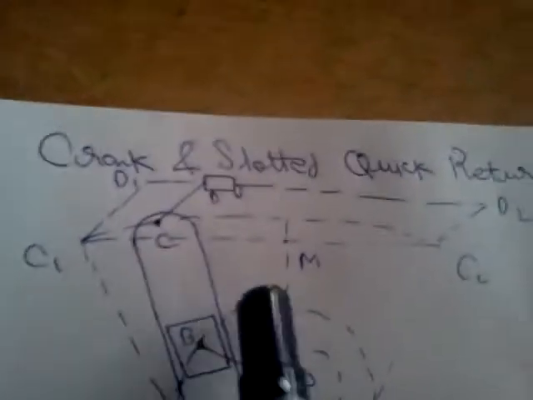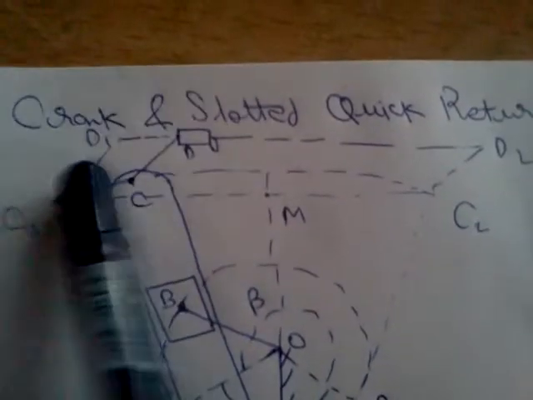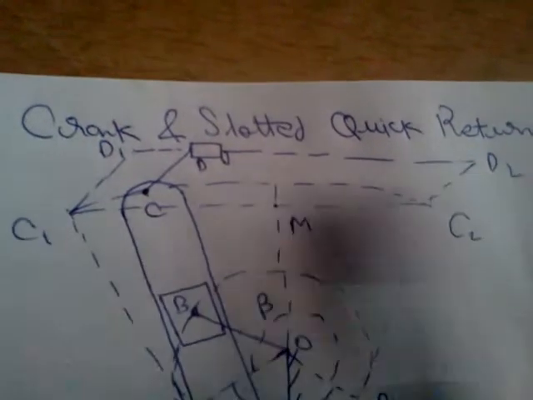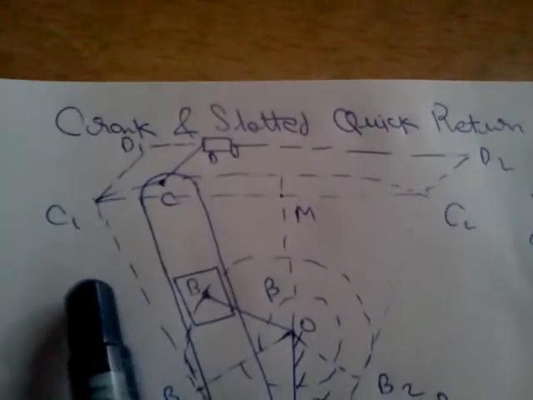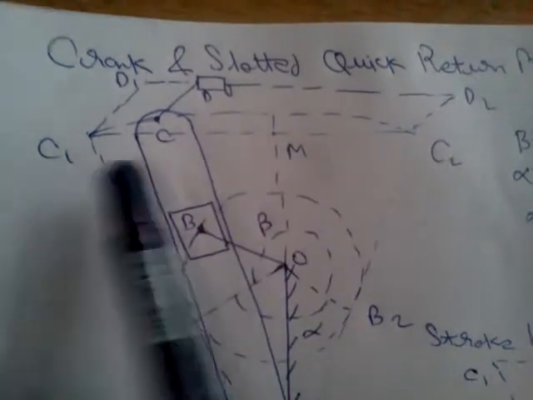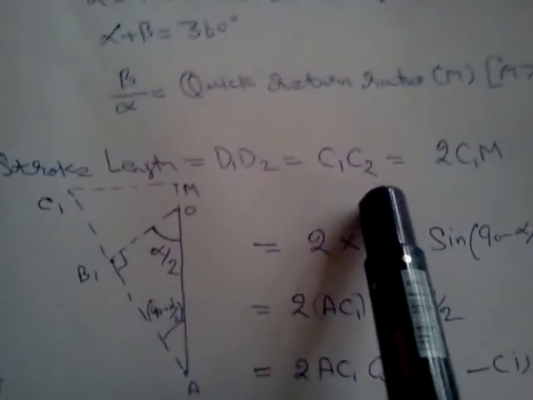Now the stroke length, from here is our tool. The tool is moving from D1 to D2. So our stroke length is the distance D1 D2. It is equal to C1 C2, and this is the center point M of C1 and C2. So it is equal to 2 C1 M. Now here D1 D2 equal to C1 C2 is equal to 2 C1 M.